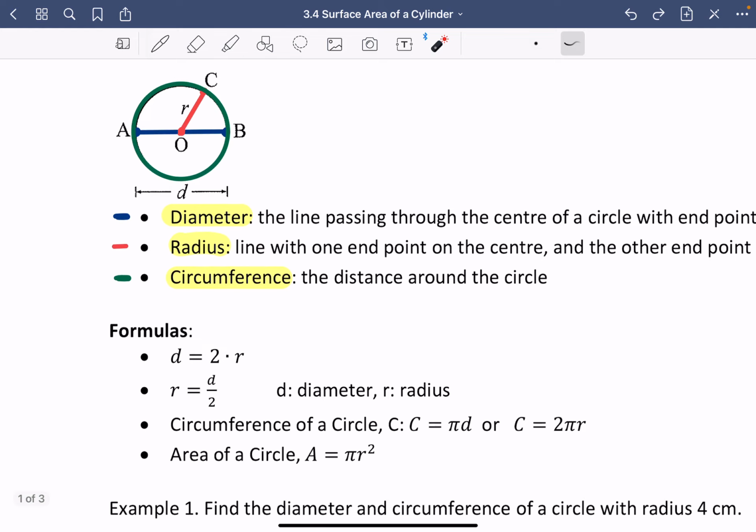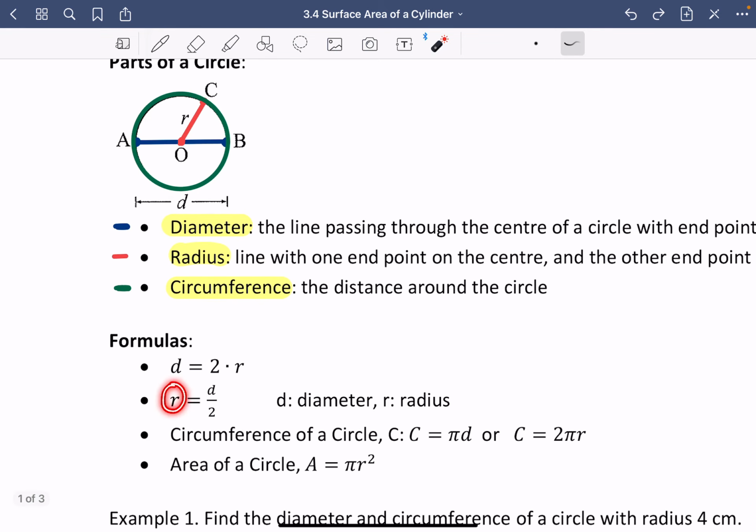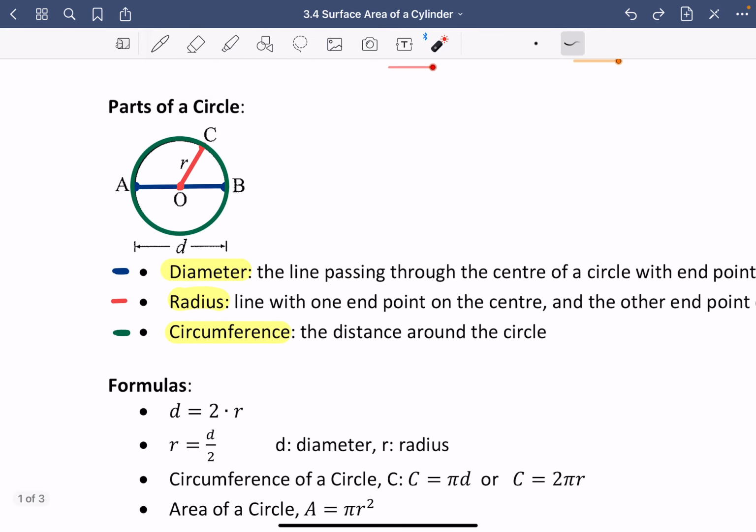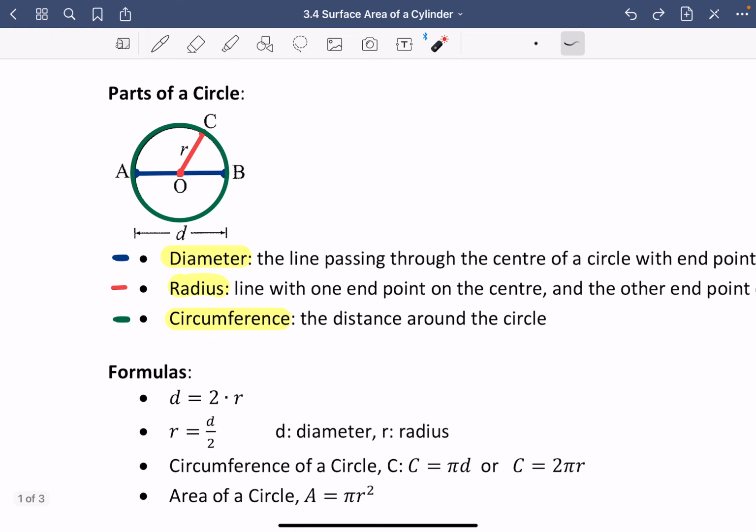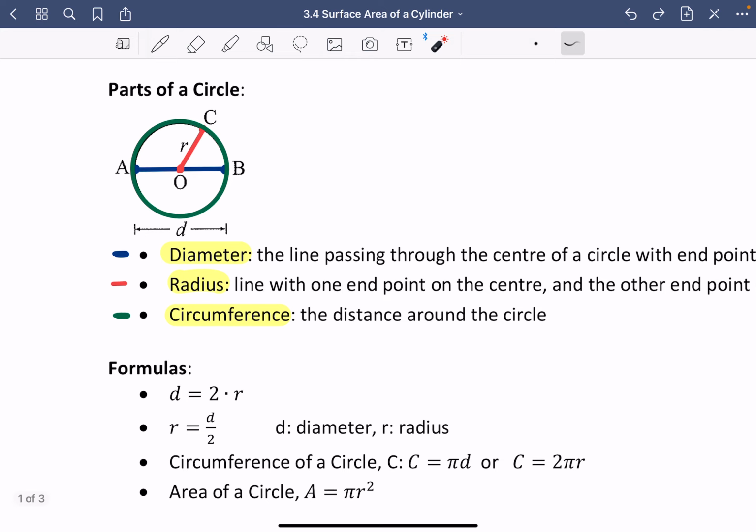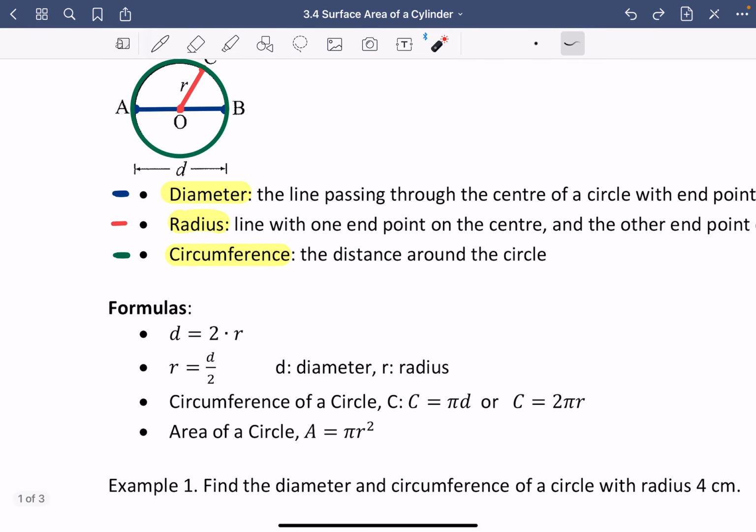And if we know what diameter is now, the next one is radius. Radius is just half of the diameter. Okay, so d over 2, or d divided by 2.